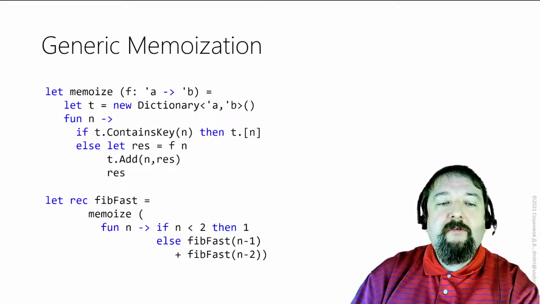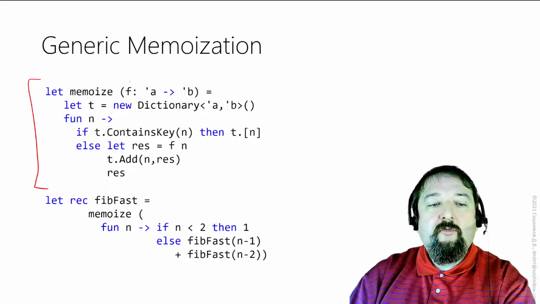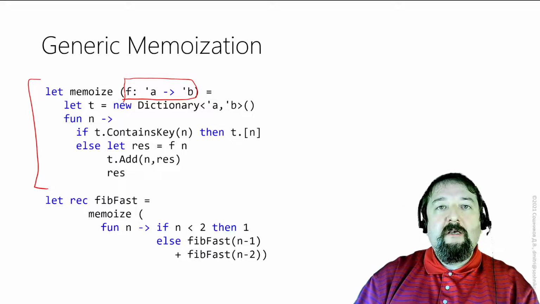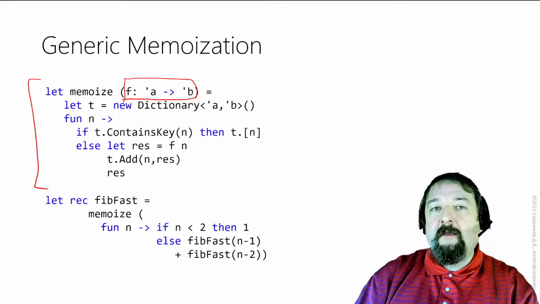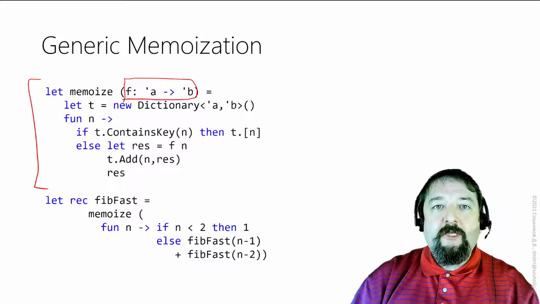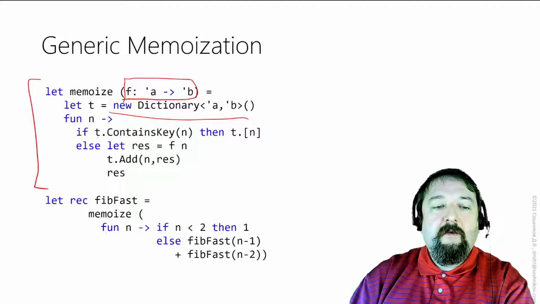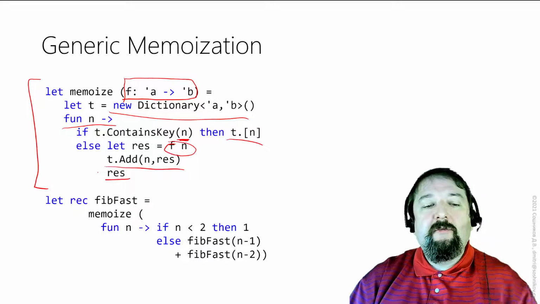So let's create the generic memoization function, which we will call memoize. We will expect a function from A to B and return the memoized version of this function. It will look, well, not exactly, very similar to the Fibonacci example we've just seen. It will create a dictionary. Then it will return the function of n. If this n is inside the dictionary, then we return the value. Otherwise, we compute function f, add the result to the dictionary, and return res.